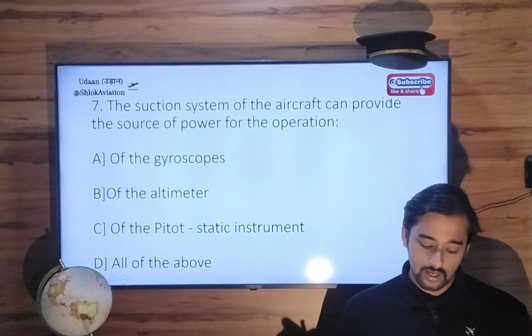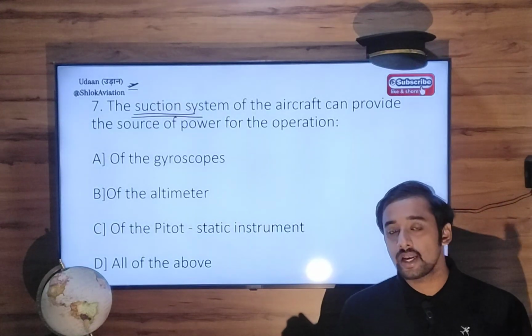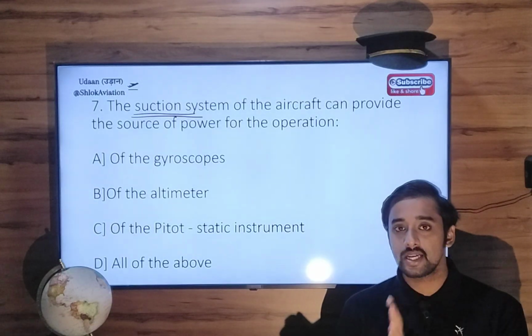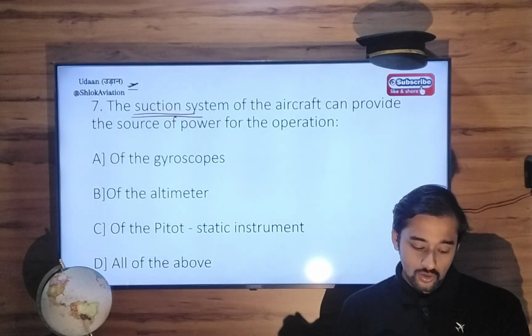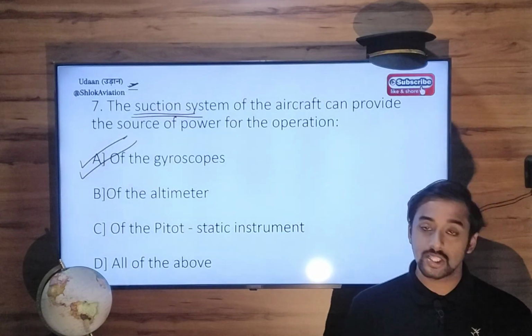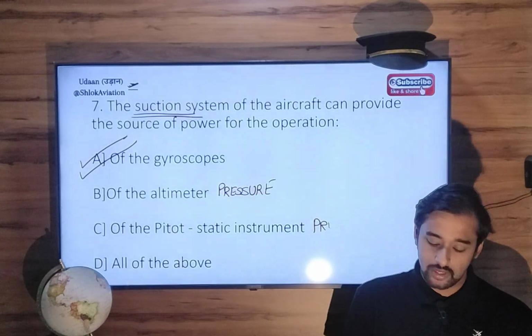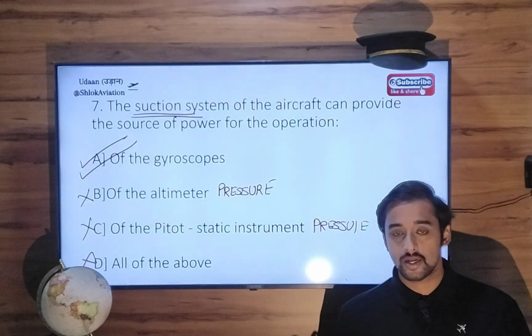suction system of aircraft can provide the source of power for what? So the suction system is your vacuum system, and there are three gyroscopic instruments: attitude indicator, heading indicator, turn and slip indicator. So out of these three, the first two, attitude and DGI, heading indicator, work on vacuum. So suction system is used as a source of power for gyroscopes. Okay. Altimeter is a pressure instrument. Pitot static instruments are also pressure instruments. So option Bravo, Charlie and Delta can be eliminated.